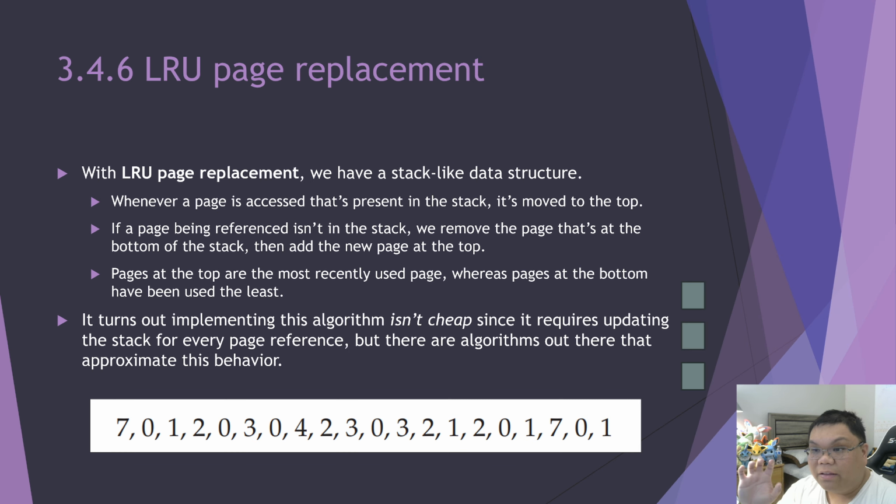The next one is called LRU, and we have a stack-like data structure. It's not a stack in the sense of a stack data structure. It's technically a linked list where if we access some entry that isn't at the top, we move it to the top. If a page being referenced isn't in the stack, we remove the page that's at the bottom of the stack and then add the new page to the top.